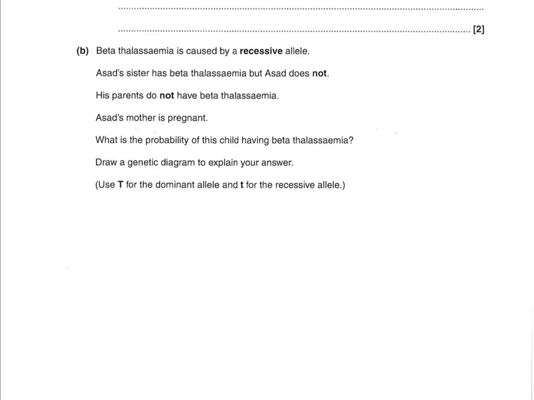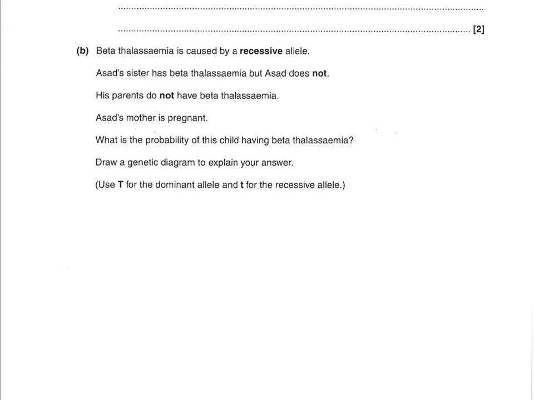Beta thalassemia is caused by a recessive allele. Assad's sister has beta thalassemia, but Assad does not. His parents do not have beta thalassemia. Assad's mother is pregnant. What is the probability of this child having beta thalassemia? Draw a genetic diagram to explain your answer.